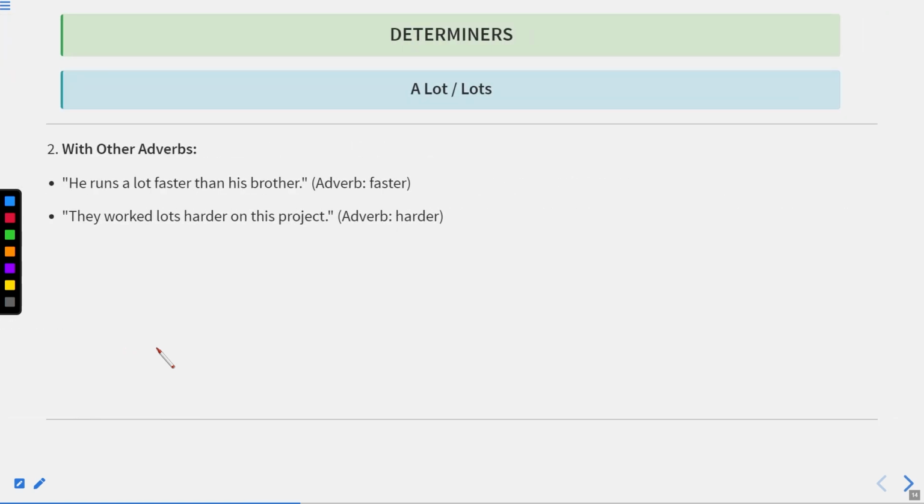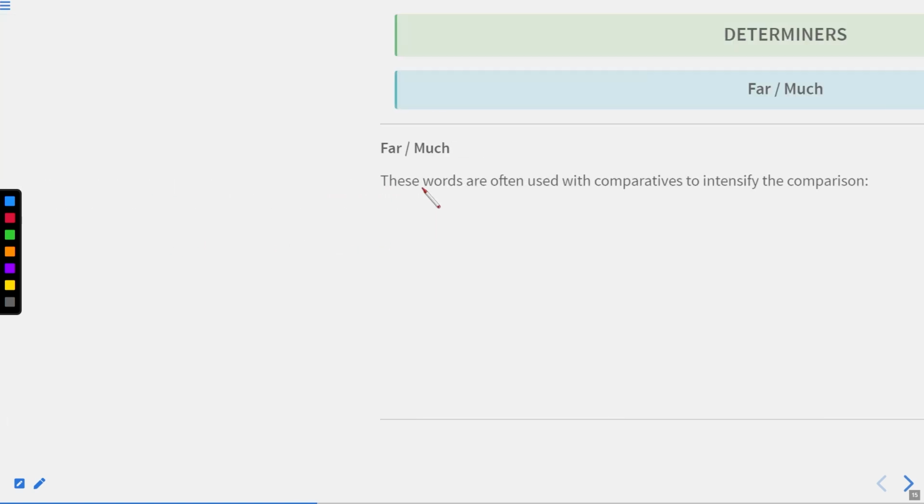With other adverbs: he runs a lot faster than his brother. So faster is an adverb, and we have used a lot with it. They worked lots harder on this project. Adverb harder and adverb faster. Now let us move to the next one.